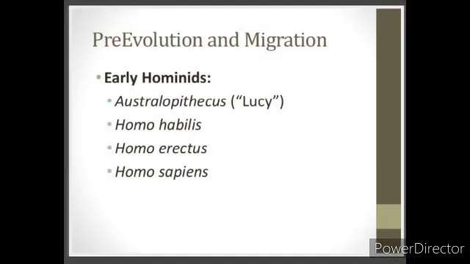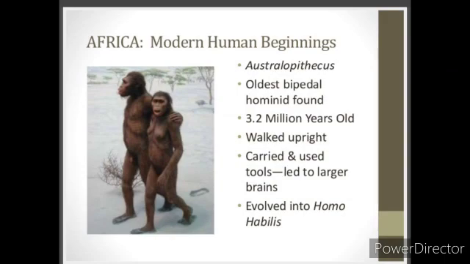Evolution and migration. Early hominids: Australopithecus, Homo habilis, Homo erectus, and Homo sapiens. In Africa, modern human beginnings. Australopithecus, the oldest bipedal hominid found, around 3.2 million years old. They used to walk upright, carried and used tools, which led to a larger brain, and evolved into Homo habilis.